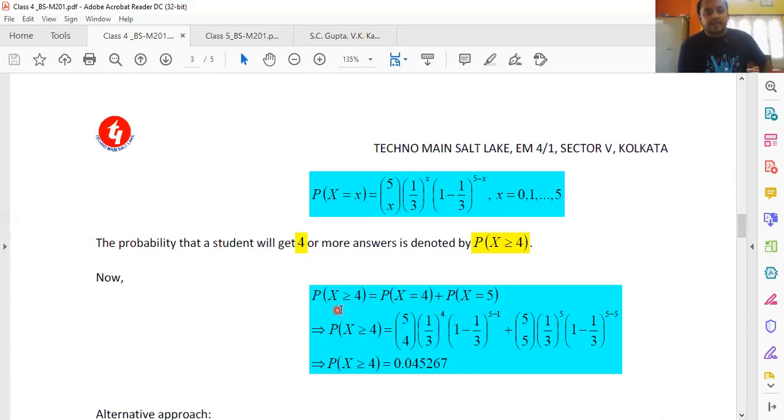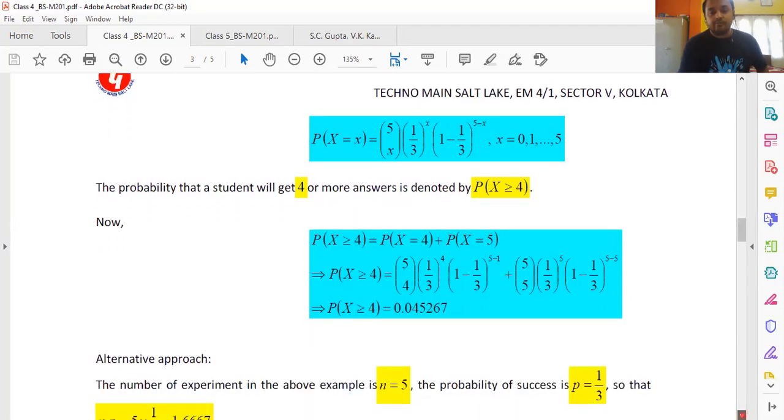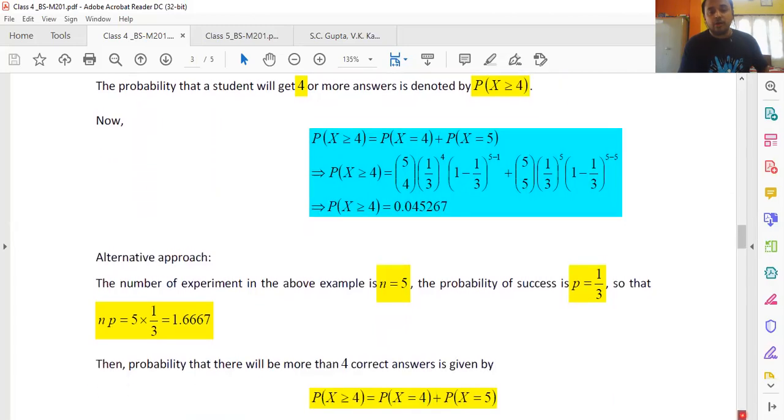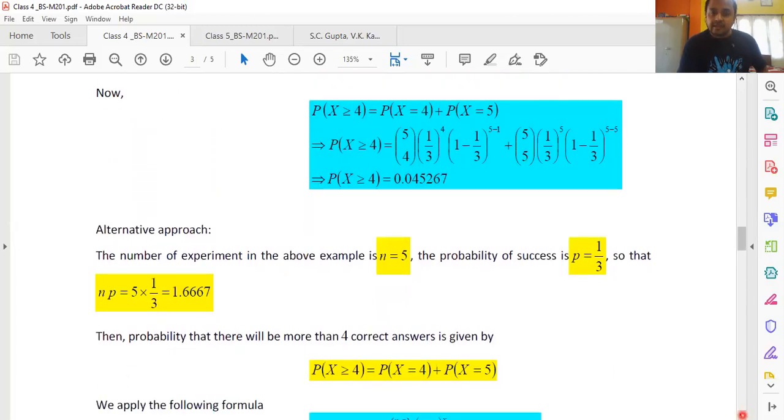So probability of X greater than or equal to 4 is equal to probability of X equal to 4 plus probability of X equal to 5. For each case, I can put 4 and 5 in this particular probability law. That gives me the probability that he will get 4 or more right answers, which is 0.045267. In this way, by applying the binomial probability law, we can get the solution.